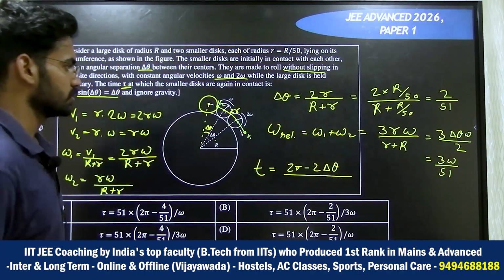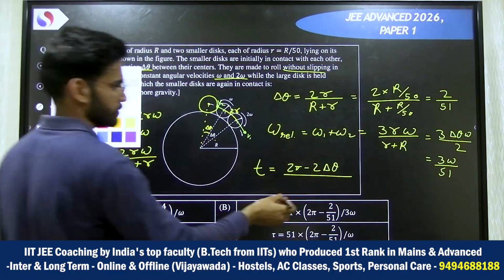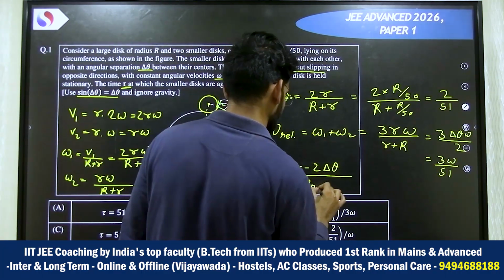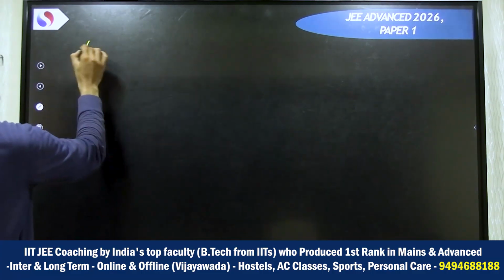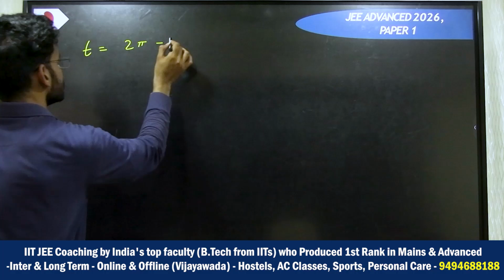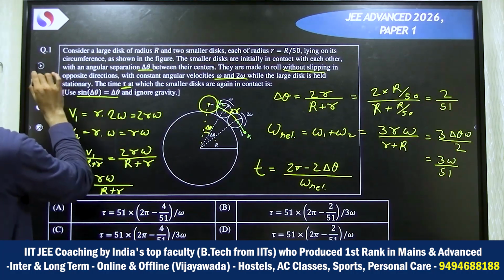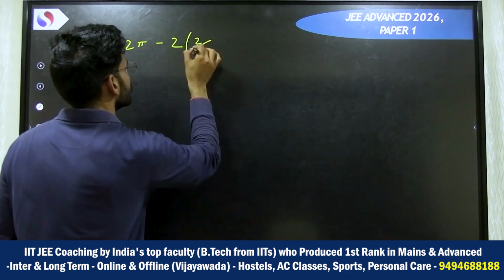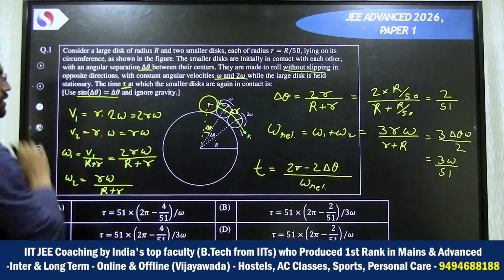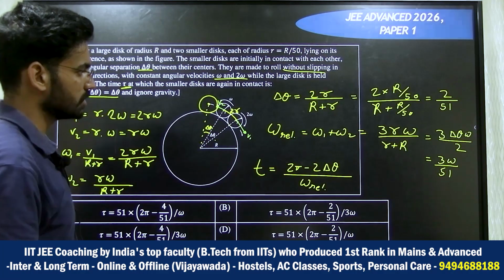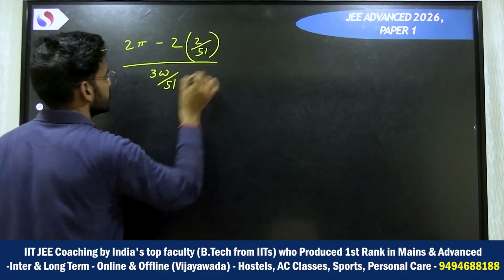Okay, so here put that value. So here delta theta value also let's put. Okay, let me write down one more step. Omega relative. Okay, next page we can write down. Time is equal to 2 pi minus 2 into delta theta. Delta theta is how much? 2 by 51. Okay, 2 by 51 divided by omega relative, which is how much? 3 omega by 51.